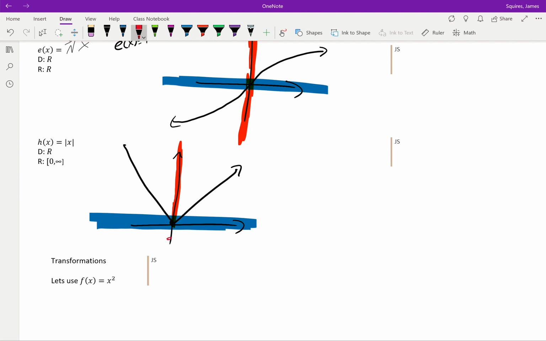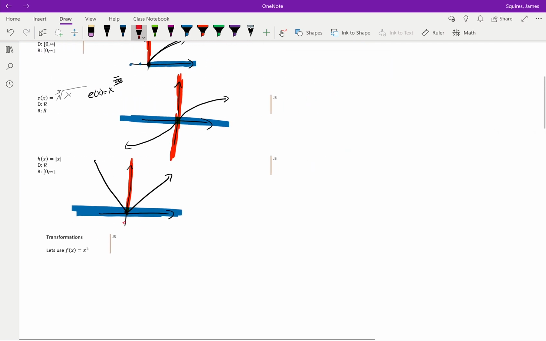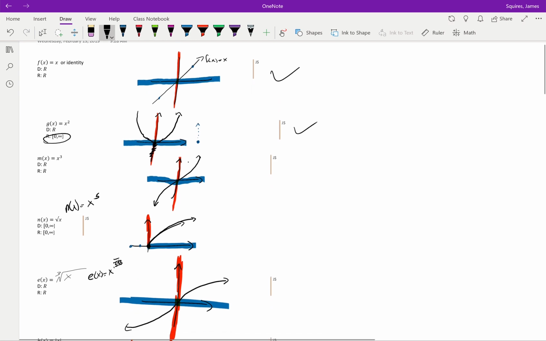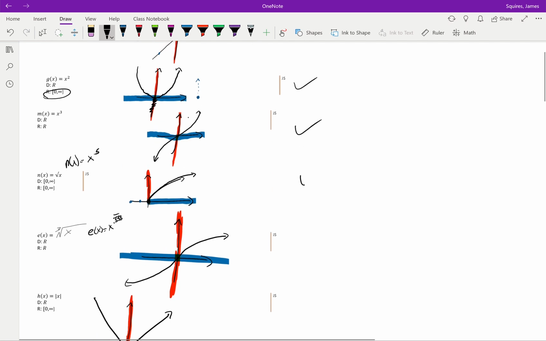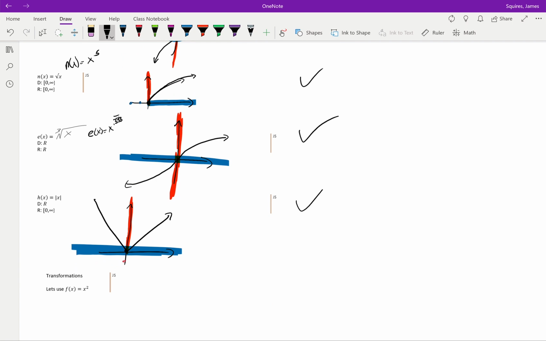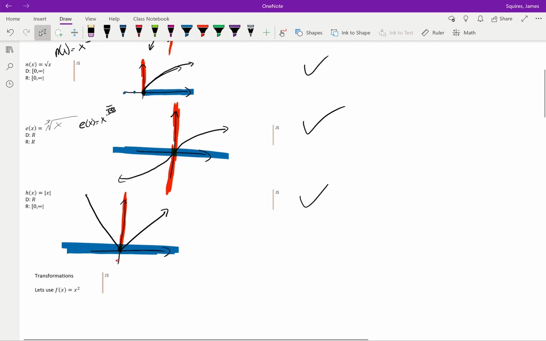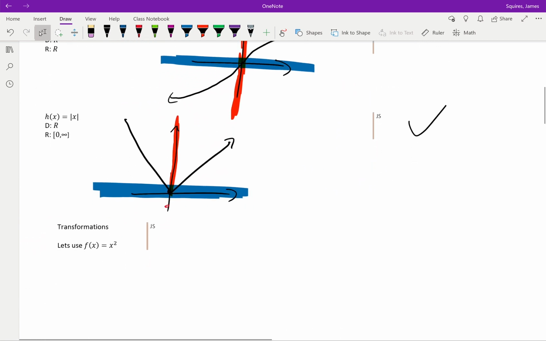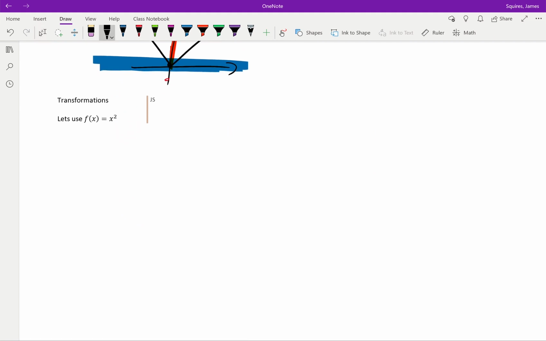Alright, so we have gone over all of what we're going to call our fundamental or elementary functions. We have the identity function, the x squared function, the x cubed function, the square root of x function, the cube root of x function, and the absolute value function. So now we're going to look into transformations. How can we take our original function and do some basic manipulation to it? So let's look at transformations of the f of x equals x squared function.